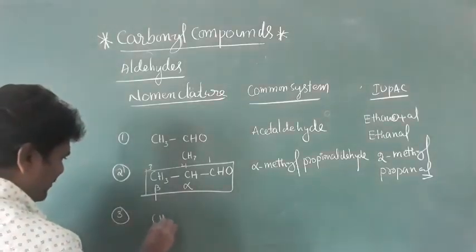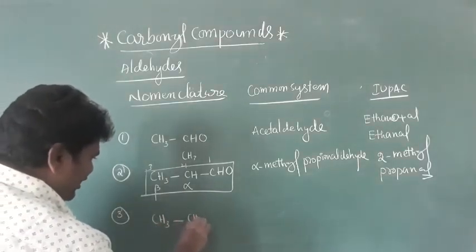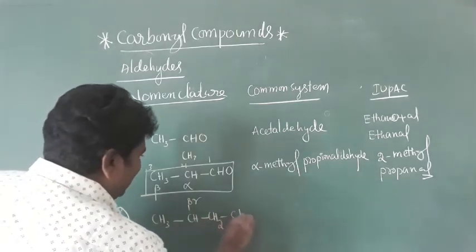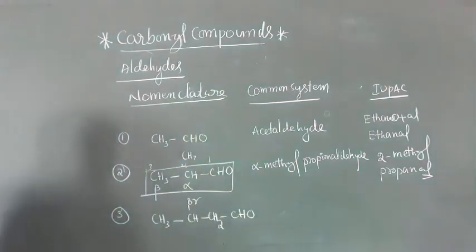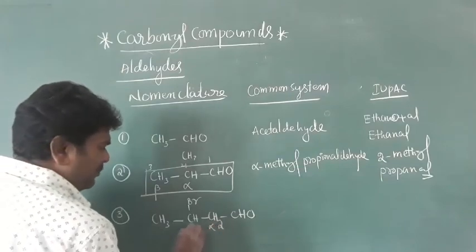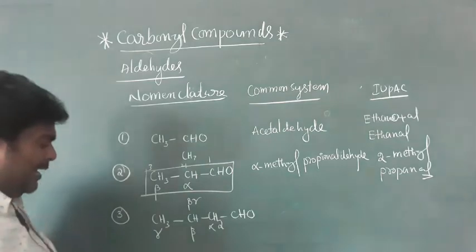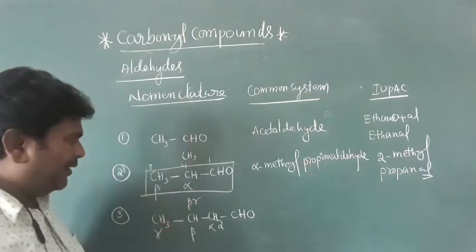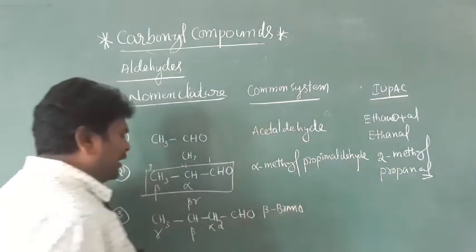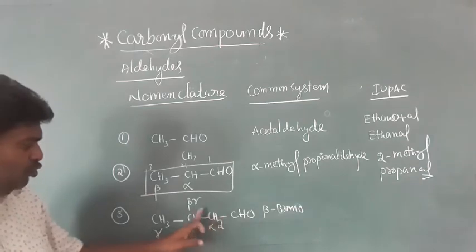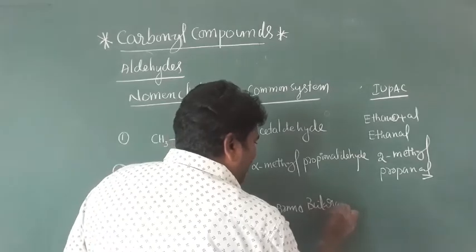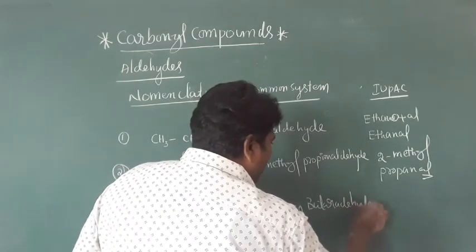It is CH3, CH, Br, CH2, CHO. See here, I told clearly: this carbon, the next carbon is the alpha carbon, this is the beta carbon, this is the gamma carbon. Bromine is present at the beta carbon, that's why it is a beta bromo. It is very important. Beta bromo. How many carbons here? 1, 2, 3, 4. It is a butyraldehyde.